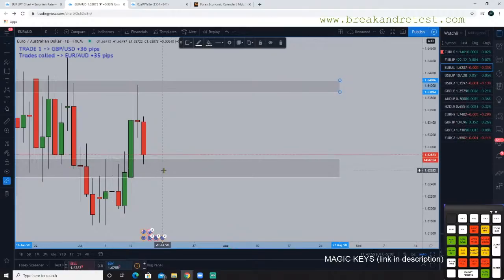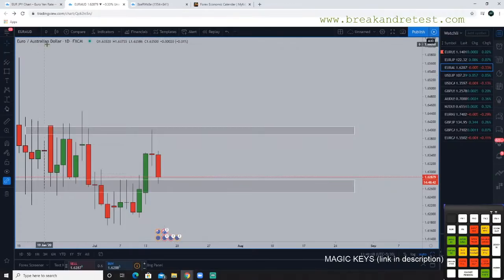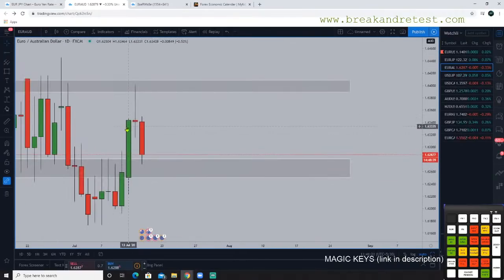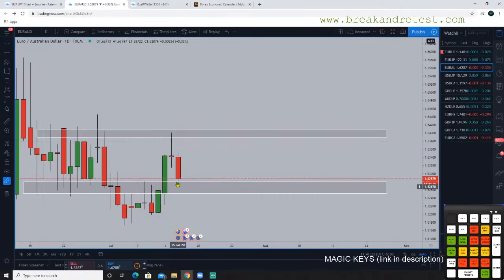So even though we already had rejections, I still think it can't just break like that. It's going to take some time. EA is going to take some time. I think we're going to have some rejections. After this breakout on the daily, we didn't have a retest, right? So this should be the retest now for EA to continue up.